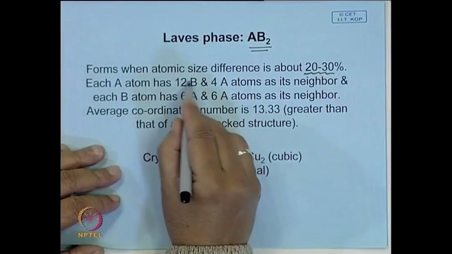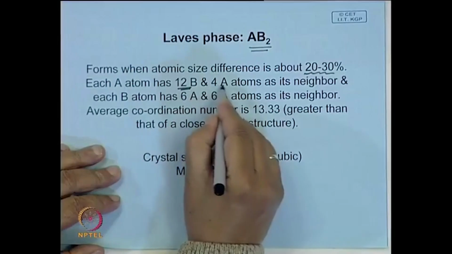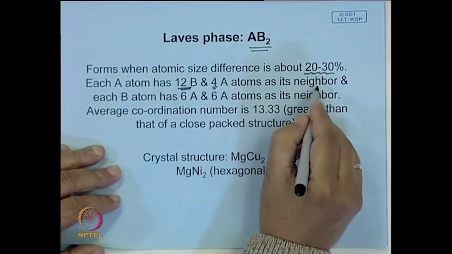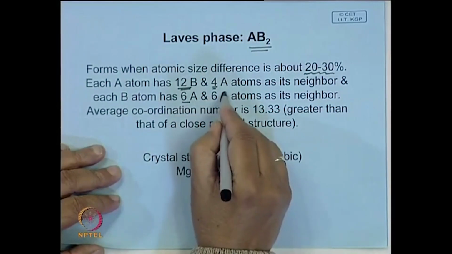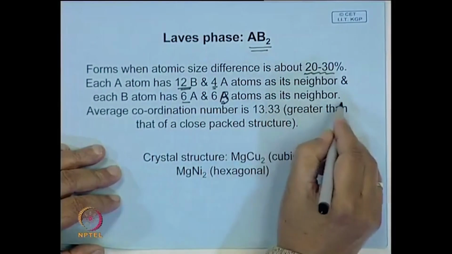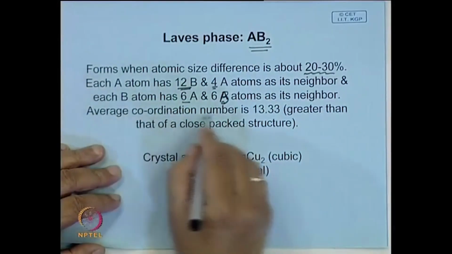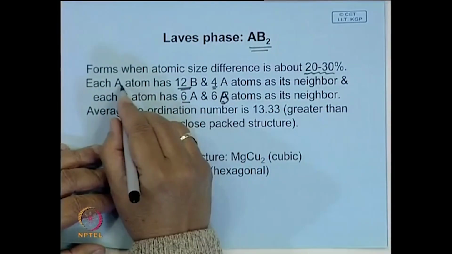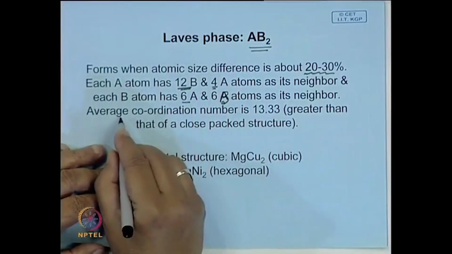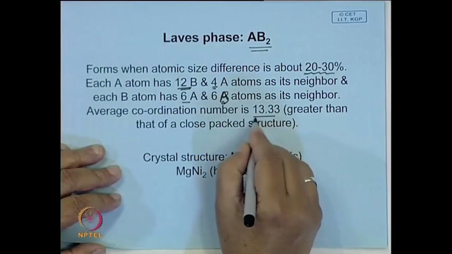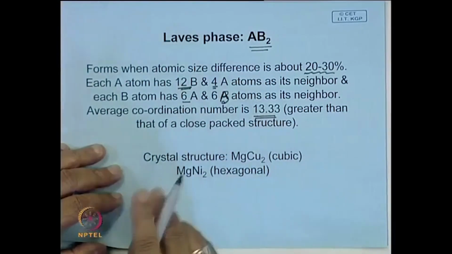each A atom has 12 B as its neighbor and 4 A atoms as its neighbor, and each B atom has 6 A and 6 B atoms as its neighbor. Therefore, each A atom has 16 neighbors and each B atom has 12 neighbors. So the average coordination number is 13.33, which is greater than that of a close-packed structure.